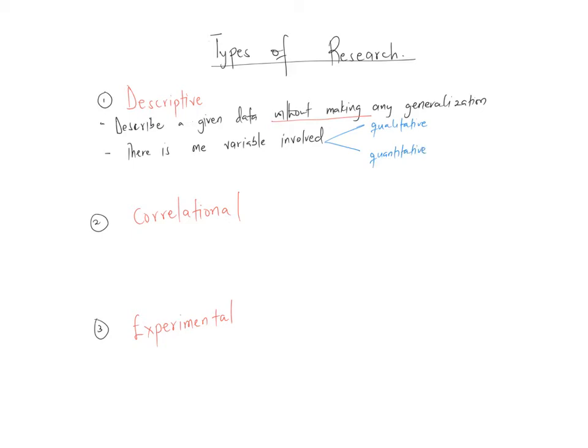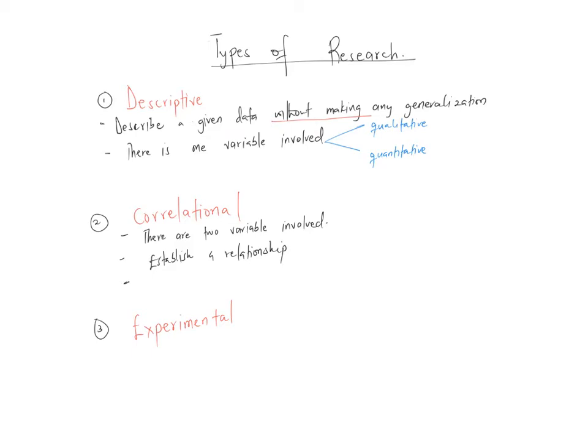Under correlational, in this case, there are two variables involved. And also, all that we need to identify here is we want to establish a relationship. So what we are interested in is establishing a relationship between the two variables.